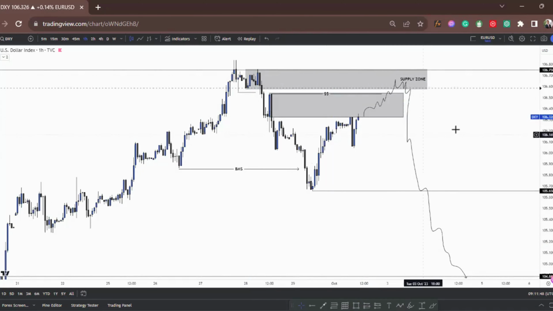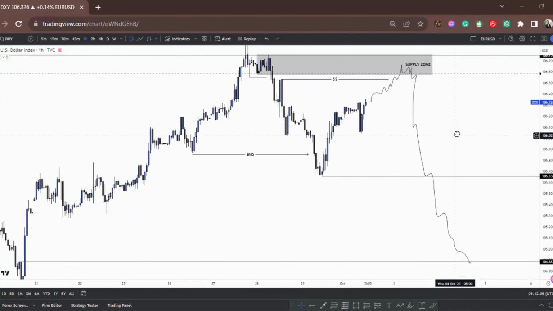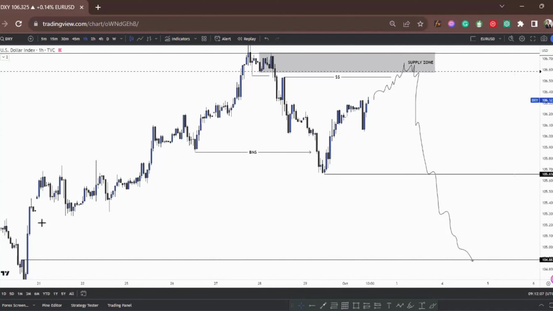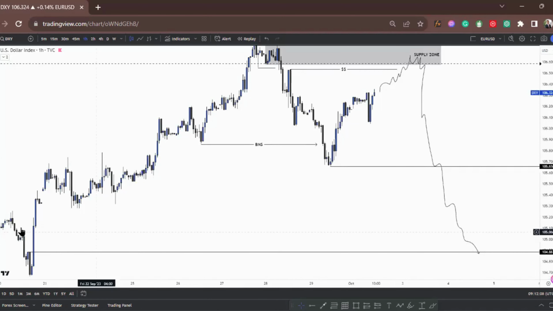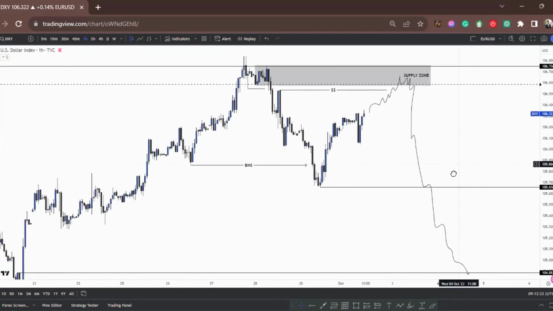Though price tapped in and reacted nicely, I'm still hoping they will use this portion as an inducement, and then possibly they will tap into this area, and then we will see some down movement coming into this open demand zone. So we have this huge imbalance, we have this nice demand area. That is what I'm hoping price would bring us before we see another bullishness happening.